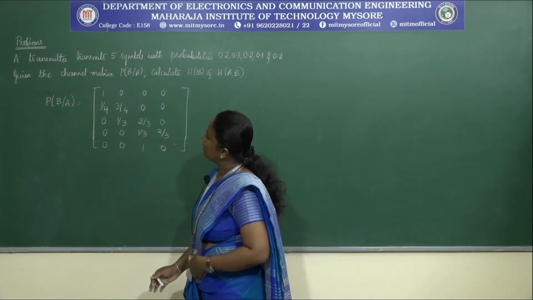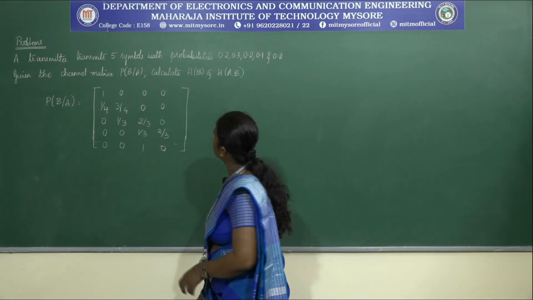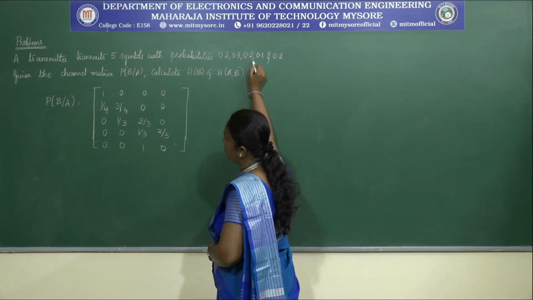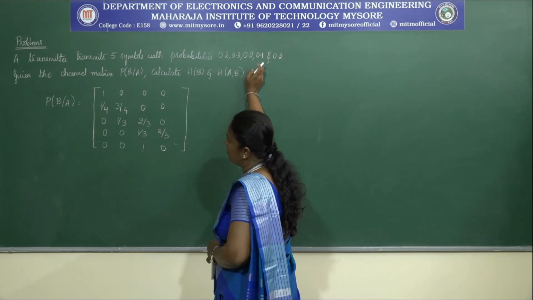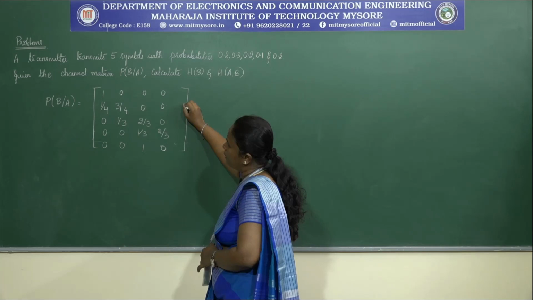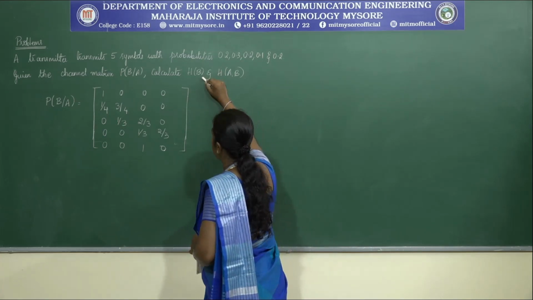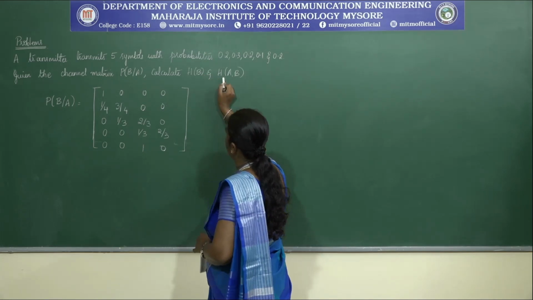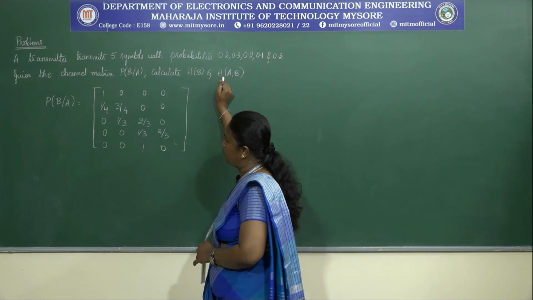So the next problem is: a transmitter transmits 5 symbols with probabilities. They have given 5 probabilities, and also they have given you the conditional probability channel matrix, that is P of B by A. We need to calculate the output entropy of the channel, as well as the joint entropy of the channel.